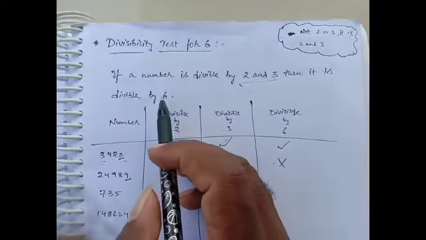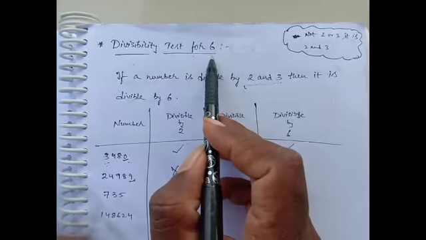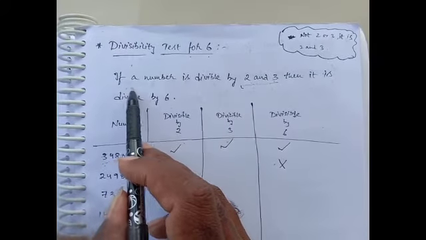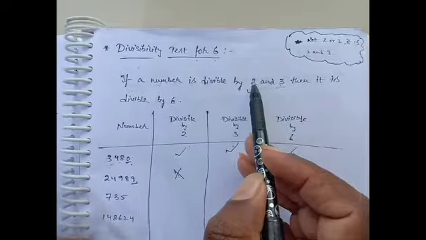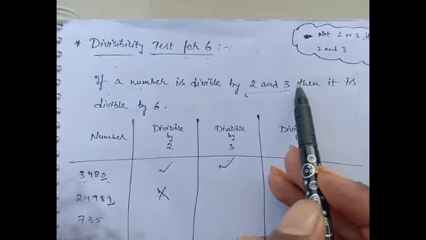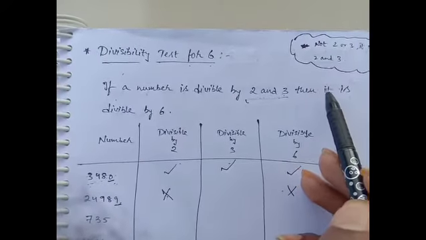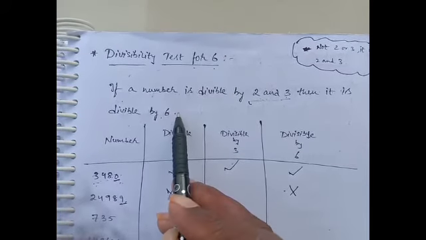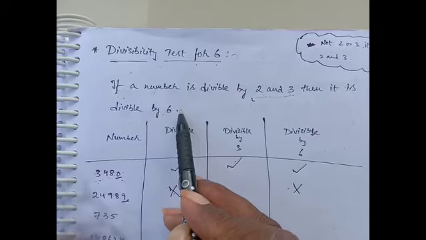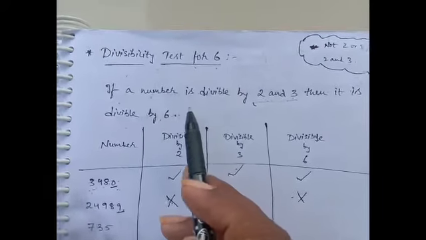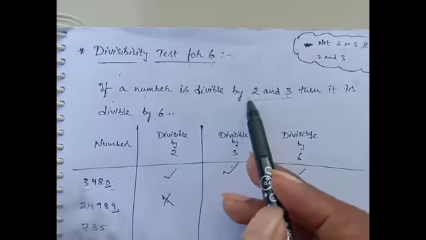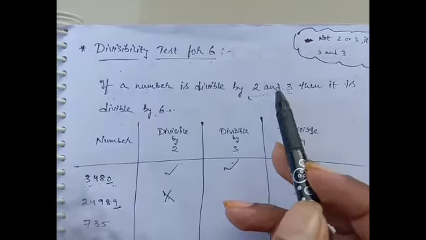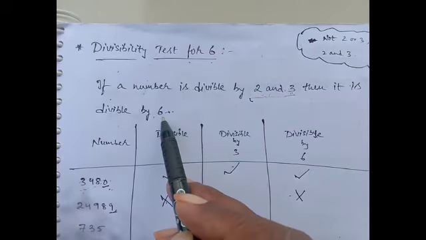Now let us check the divisibility test for the number 6. The rule for the divisibility test of 6 is, if a number is divisible by 2 and 3, then we can say that number is divisible by 6. It means to know whether a number is divisible by 6, we have to check first whether that number is divisible by 2 and 3 or not. If that number is divisible by 2 and 3, then we can say that number is divisible by 6 also.